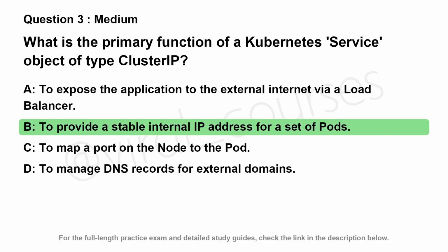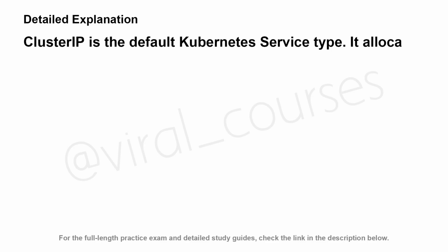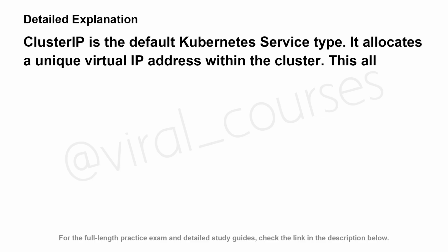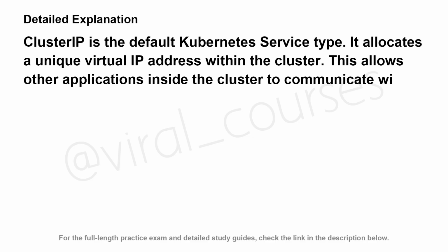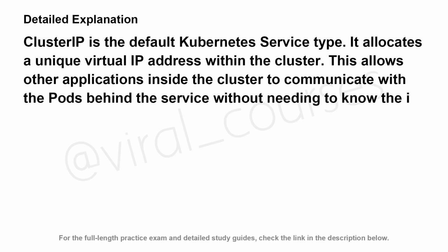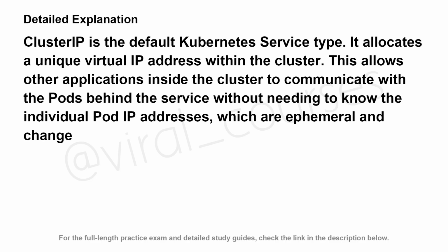The correct answer is B. ClusterIP is the default Kubernetes service type. It allocates a unique virtual IP address within the cluster. This allows other applications inside the cluster to communicate with the pods behind the service without needing to know the individual pod IP addresses, which are ephemeral and change whenever a pod is recreated.